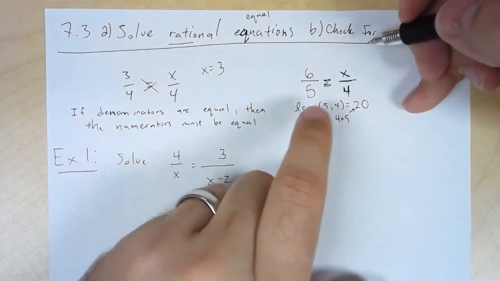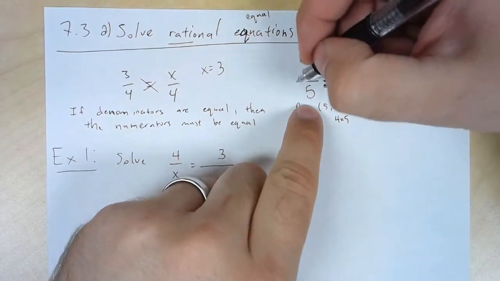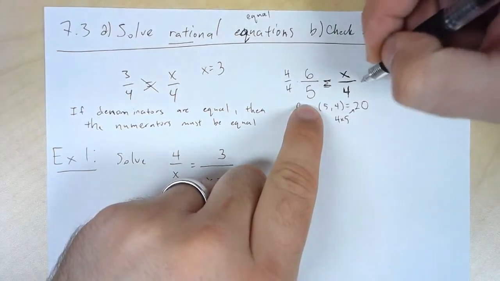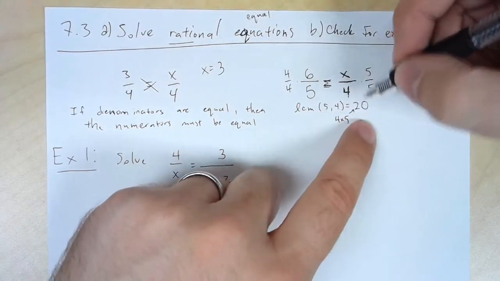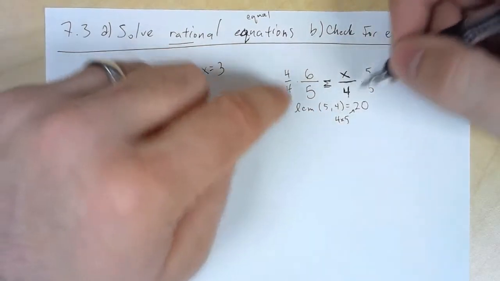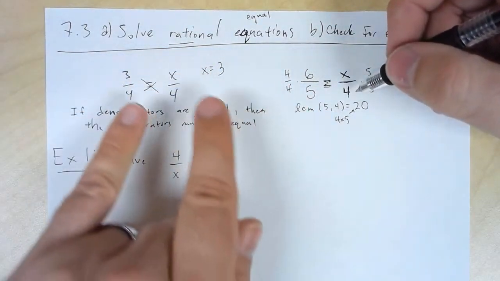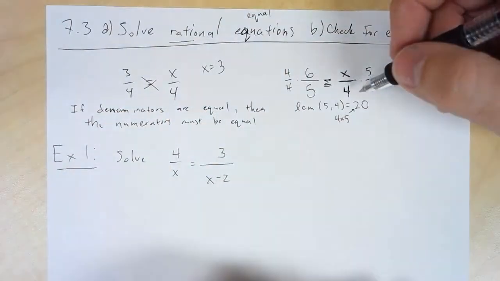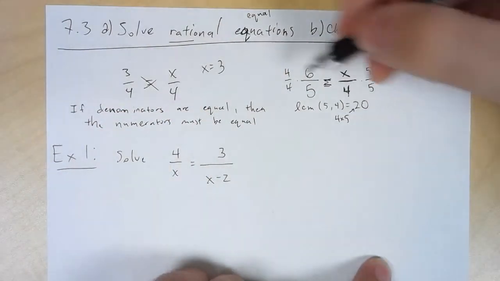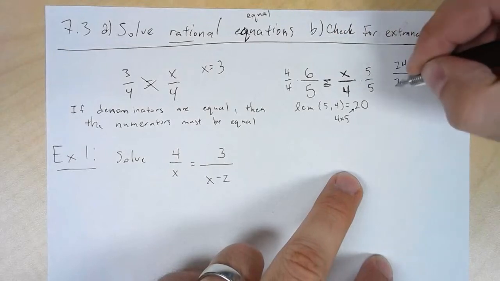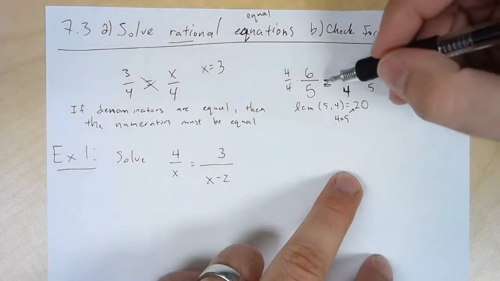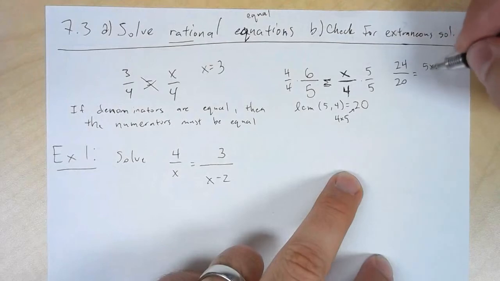So to get 5 to be 20, we need to multiply both the top and bottom by 4. To get 4 to be 20, we need to multiply the top and bottom by 5. So basically, take whatever we have to multiply by to get that number, so that it's the same in the bottom, so we can just set them equal to each other, just like we did over here. So 4 times 6 is 24. 4 times 5 is 20, equals 5 times x is 5x. 4 times 5 is 20 as well.